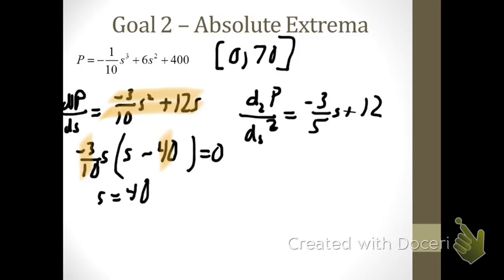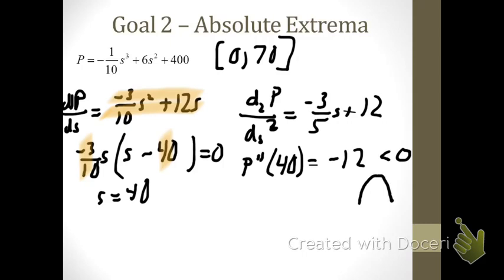And if I'm using the second derivative test to determine if that's a maximum or minimum value, then I need to plug 40 into the second derivative and see, do I get a positive or negative value? Well, negative 3/5 times 40 is negative 24, and negative 24 plus 12 is negative 12. So I just found out that the second derivative is less than 0 at that critical value, which means that we have a scenario where the graph is concave down. We can say that we have a relative maximum value at x equals 40, or at S equals 40 in this particular case.